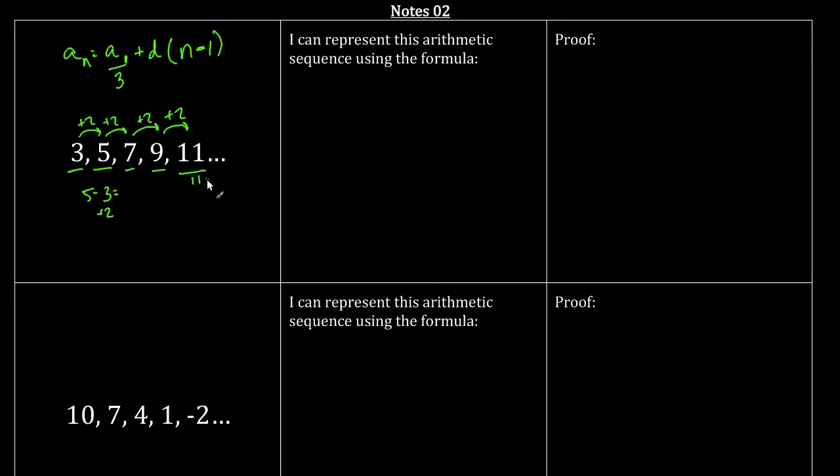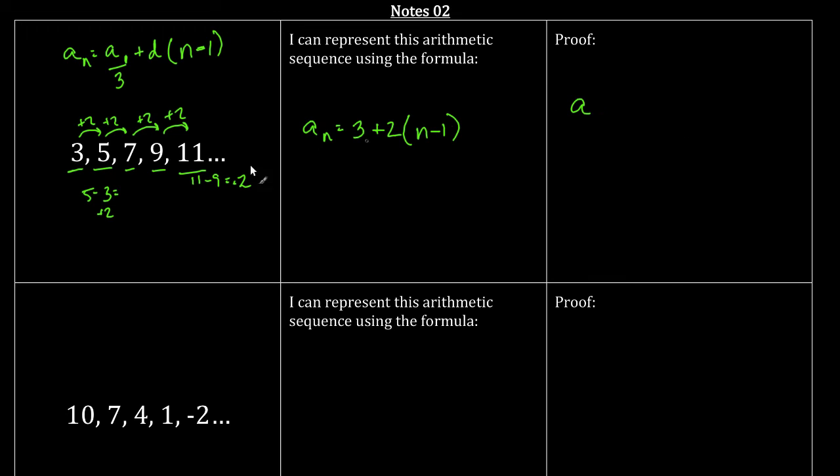Let's try it over here. 11 minus 9, remember we go backwards, is positive 2. So our general equation is a sub n equals 3, our first term, and then we're adding 2, n minus 1 times. And of course, just like the other one, you can show some proof here. I don't think I need to show you proof. I'll show you the setup to begin with.